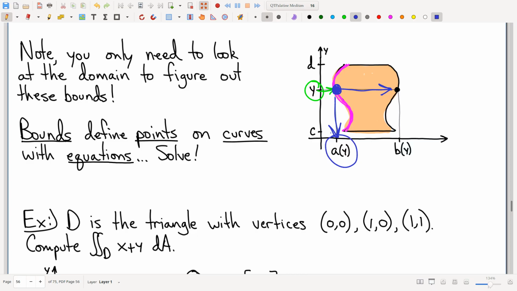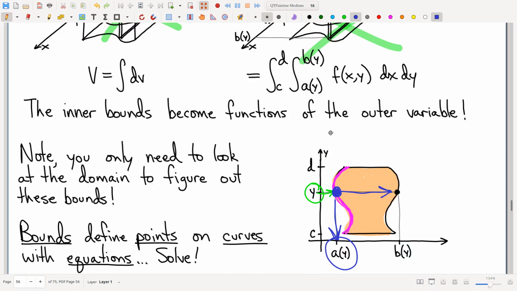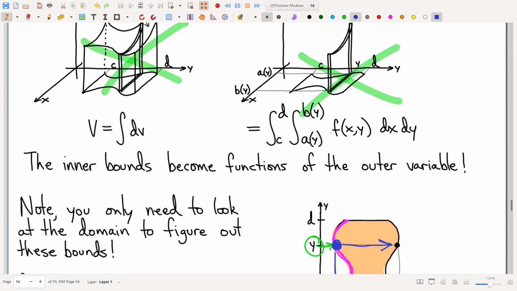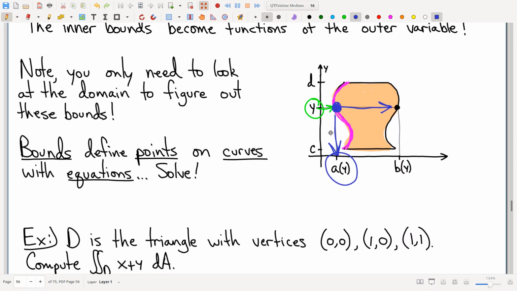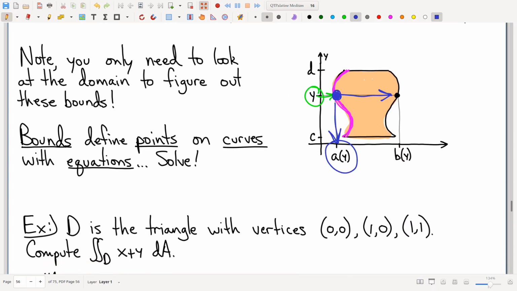But notice, this is the only part of the picture I actually use. Right? All the three-dimensional stuff, irrelevant. Big savings, big conceptual savings. Three-dimensional pictures are hard to draw. Right? They're time-consuming to draw. Two-dimensional picture is much easier. So it's a big insight. You only have to draw the domain.